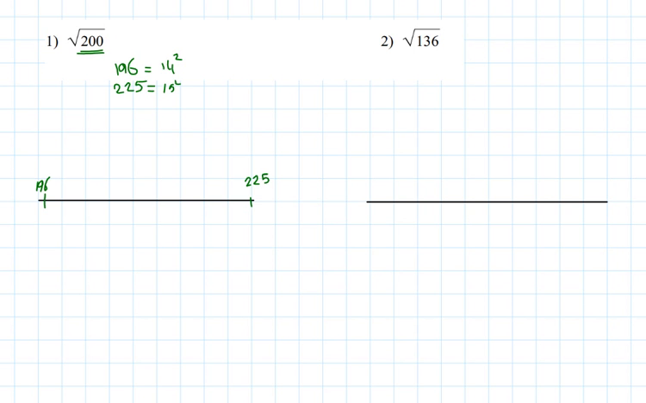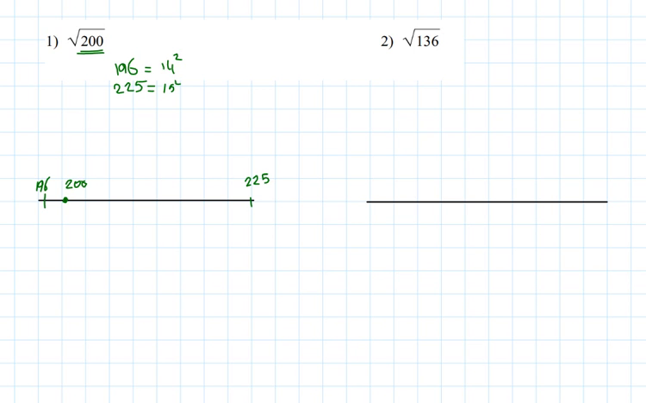So where would 200 fall? 200 is going to fall closer to the 196 than to the 225 because it's 25 away from 225, and it's only 4 away from 196. So somewhere around here would be the answer. So that is going to be our 200. Okay, so this is our first step.